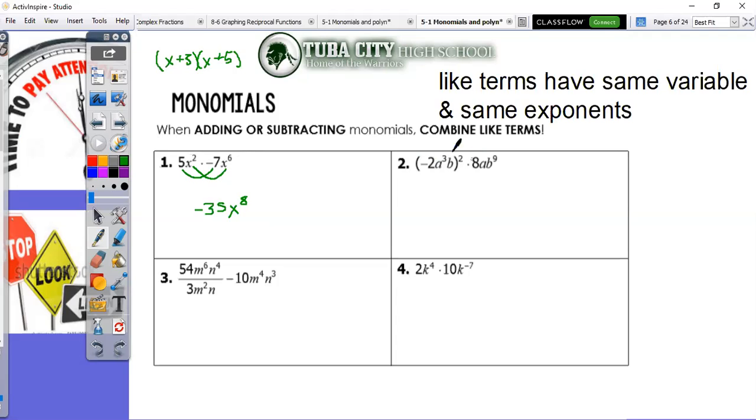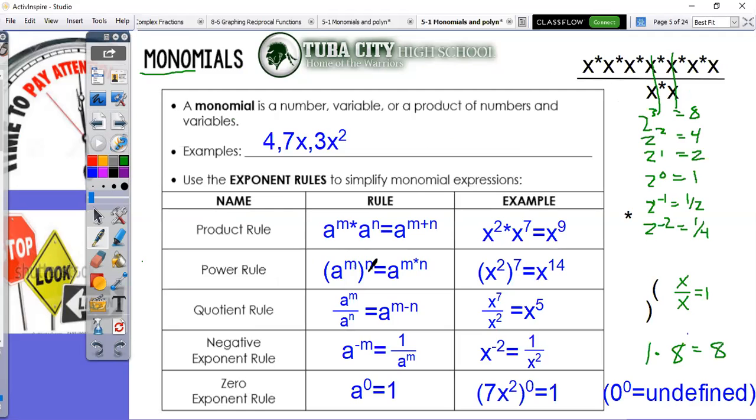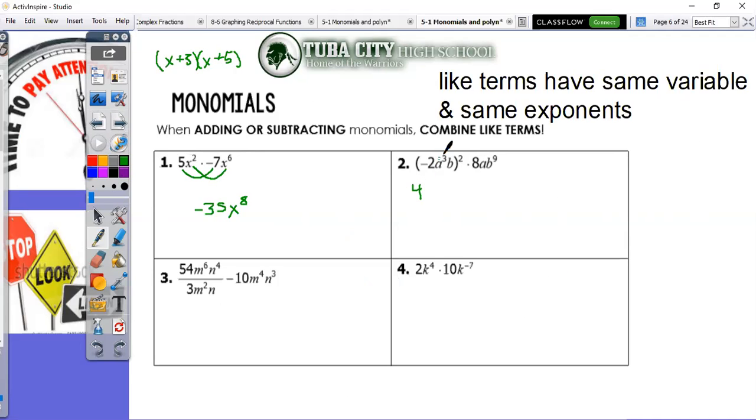So I'm going to square everything in here. So -2 times -2 is 4. Again, this is a power raised to a power, so we're going to have to use the power rule. That means that if we're taking a power and raising it to another power, we multiply the powers. So in this case, 3 times 2, and that gives us a to the 6. And here we have b, and if you do not see an exponent, it is considered 1. So this is 1 times 2, so we get 2.